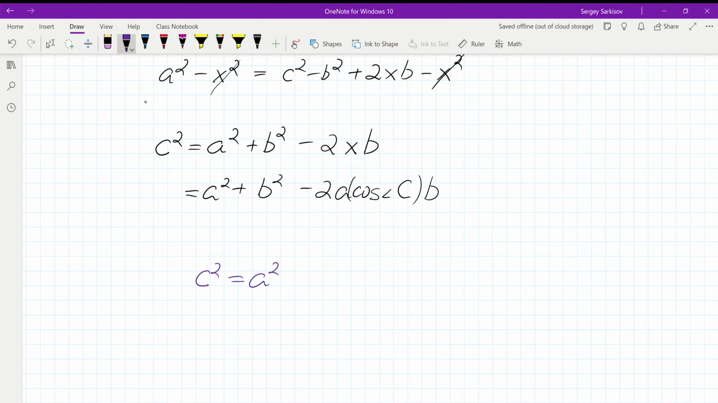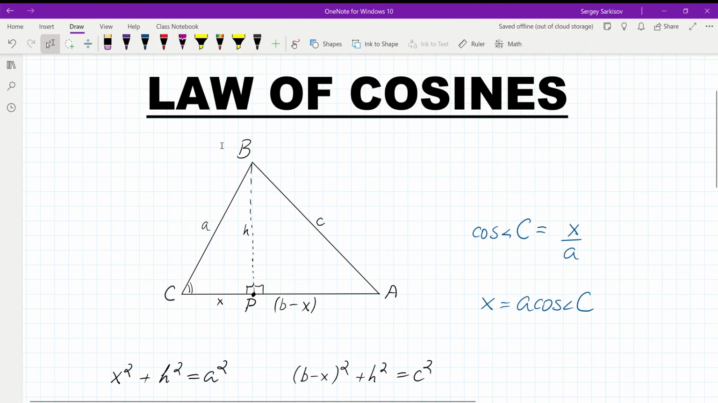a squared plus b squared minus 2ab, and let's get the cosine C on the right side. So 2ab cosine angle C. What you see happening, I tell students to memorize it this way. It's still a little tough. You have to eventually memorize that law of cosines. That's the law of cosines.